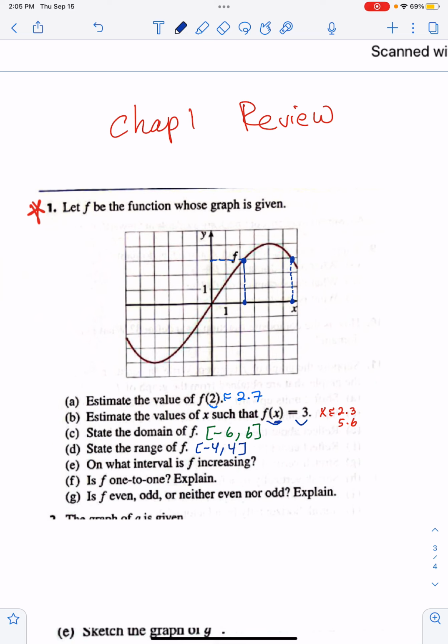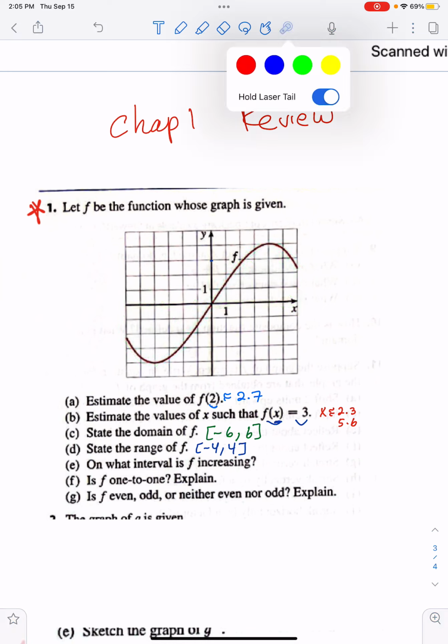Stating the domain of f. So domain is values of x. You find the projection of the graph along the x-axis. So imagine that you are making a projection of the graph along the x-axis. Where would that cover? We just go with what we see in the image. So basically that is from -6 all the way to +6. That would be the domain.